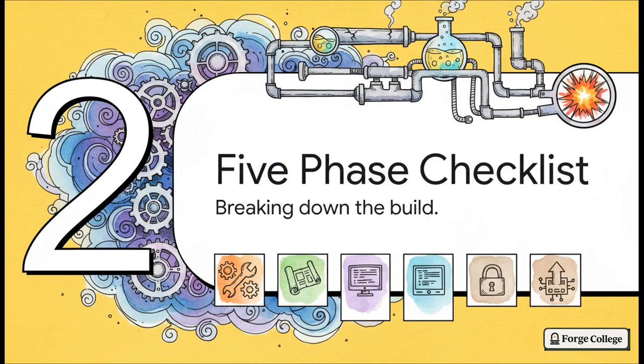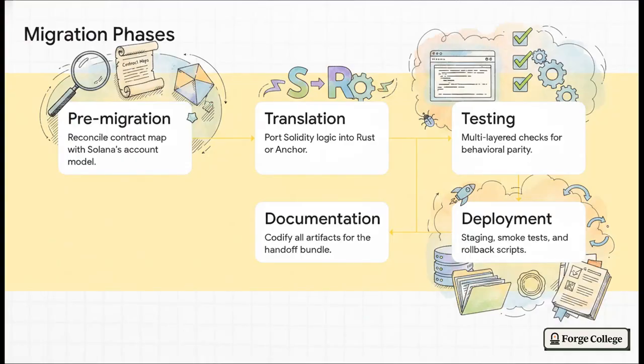Section 2. The 5-phase checklist. Breaking down the build. All right, here are the 5 distinct phases you've got to execute, strictly in order. Phase 1, pre-migration analysis. This is where you reconcile your contract surface map with Solana's account model. Phase 2, code translation, which is the actual porting of your Solidity logic over to Rust or Anchor. Phase 3, testing and validation. This needs multi-layered checks to absolutely prove behavioral parity.